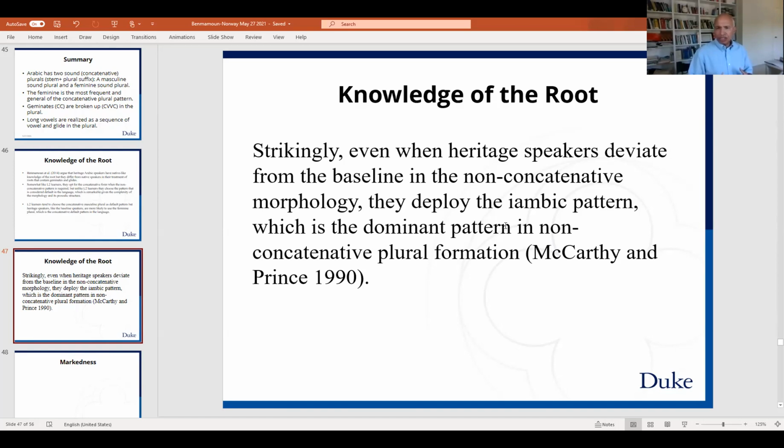They have converged on that notion, and they converged on the notion that the iambic pattern is really the basic pattern in the language, the default pattern, the unmarked pattern in the language. And they deploy it, sometimes, differently from the baseline. For example, the baseline may have a different pattern that might not be iambic, but they deploy it.